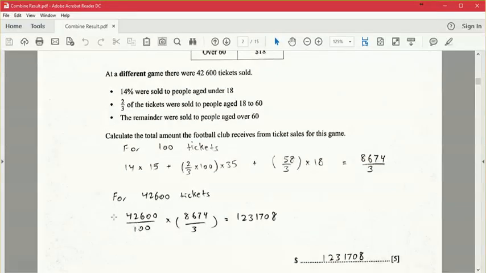Then for 42,600 tickets, we get it by dividing by 100 and multiplying by the amount received for 100 tickets, and it gives us the answer 1,231,700.